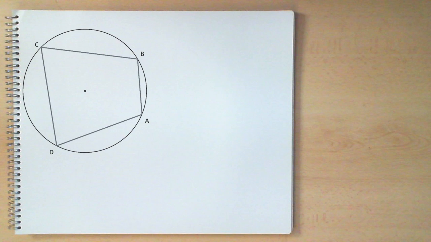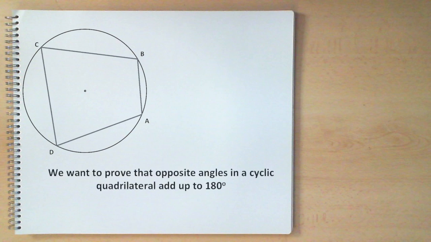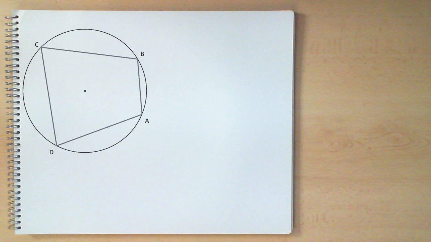So what we're trying to prove here is that opposite angles in the cyclic quadrilateral add up to 180. So for example, in this case, the angle at A plus the angle at C will add up to 180.